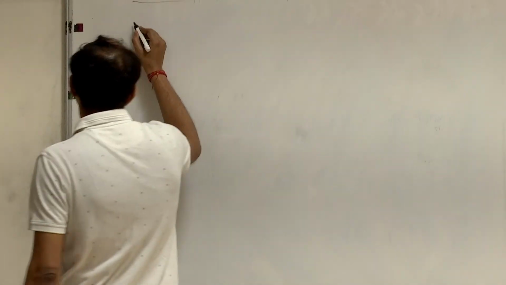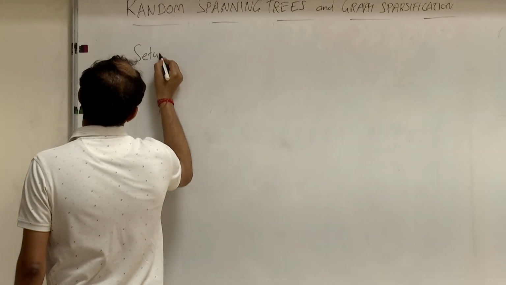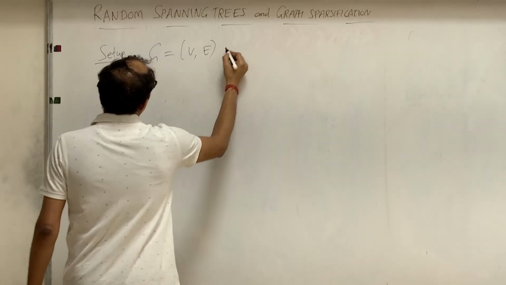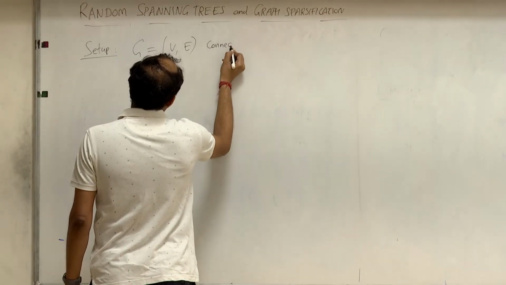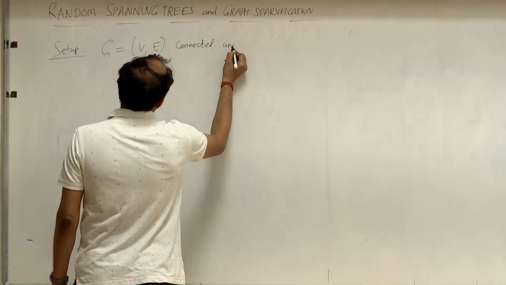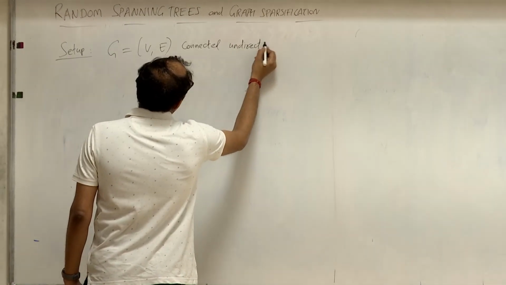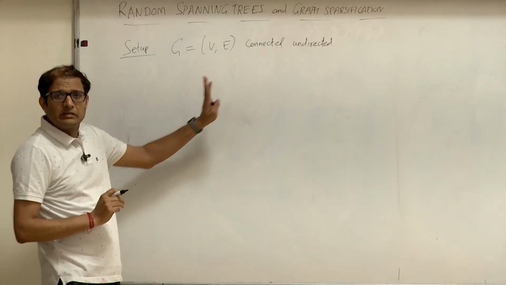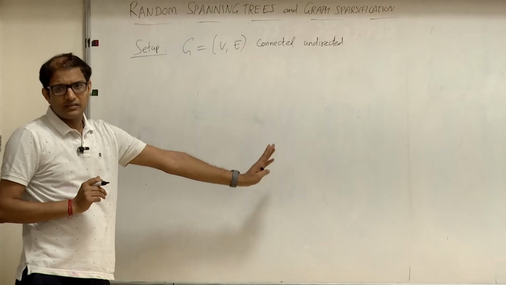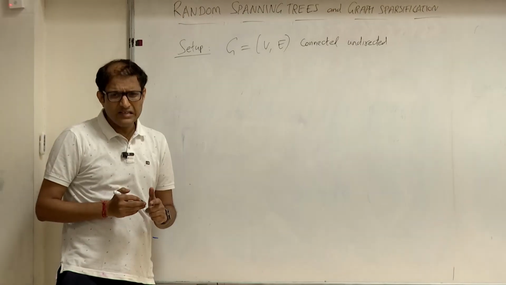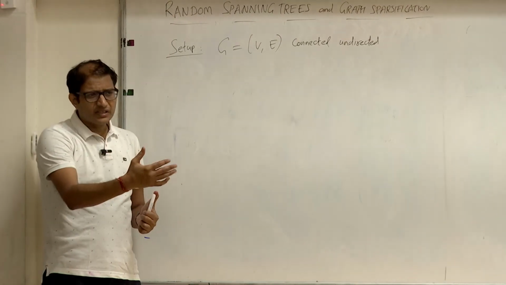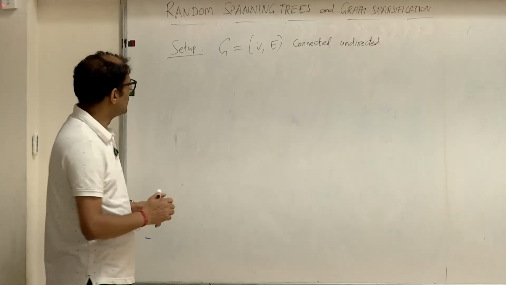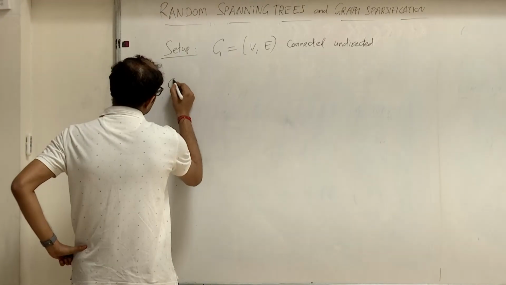So, the setup would be something like this: you are given this graph G, which is connected and undirected, and we'll be interested in a bunch of questions. So even though the graphs that we are interested in are going to be connected and undirected, in the middle of our journey, we would look at directed graphs, okay, for a good reason, and I'll tell you when that situation arises.